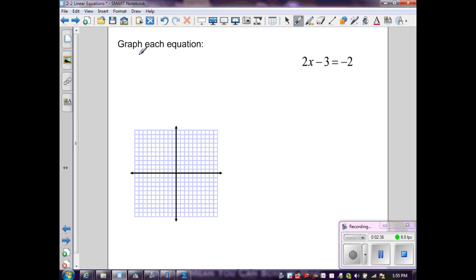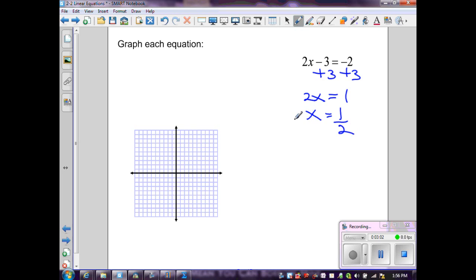Our next equation they want us to graph is 2x minus 3 equals a negative 2. Anytime that we're given a single variable, I want to solve for that variable. So here I'm going to get, when I solve for x, adding 3 to both sides, 2x equals 1. X equals 1/2.